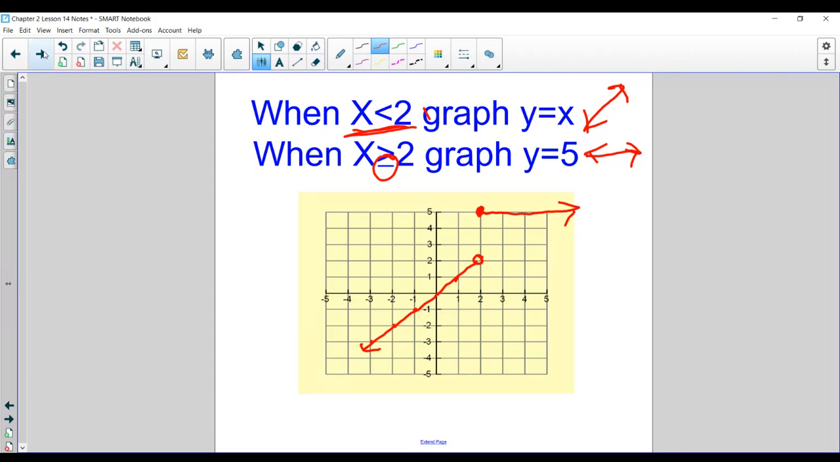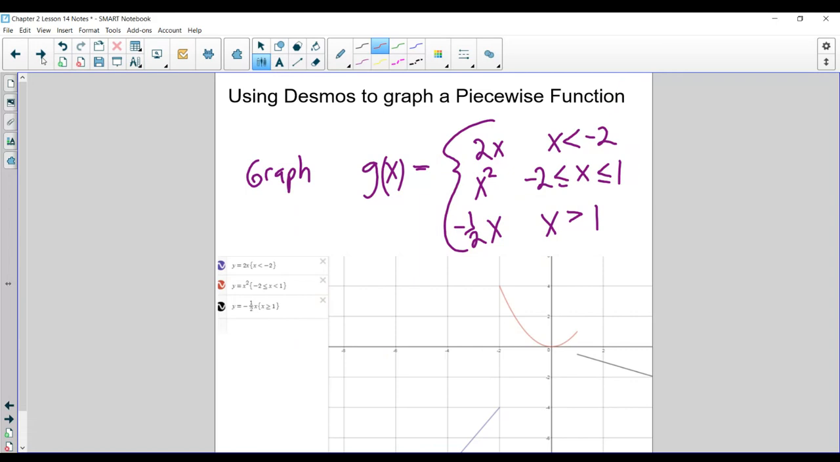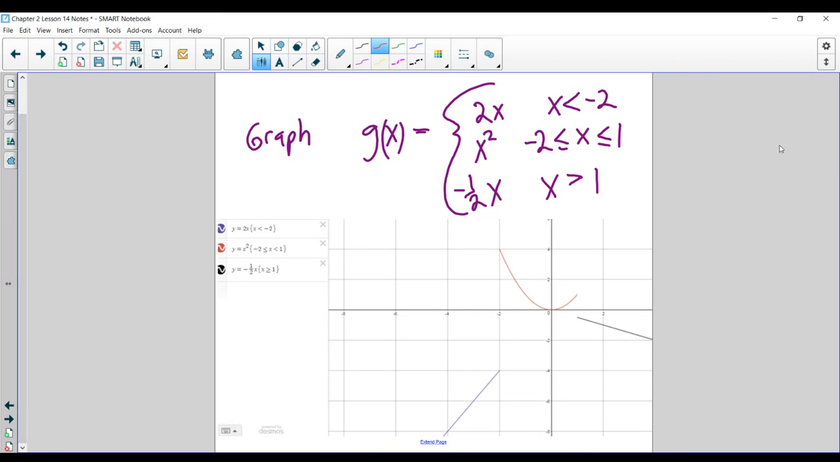Now there are directions on how to graph piecewise functions in Desmos. And Desmos is a great way to graph these. You can hit pause if you need some more time to try to type this in to get that graph. The big thing is that Desmos won't do the open and closed circles on it. So you're going to have to do that part yourself.